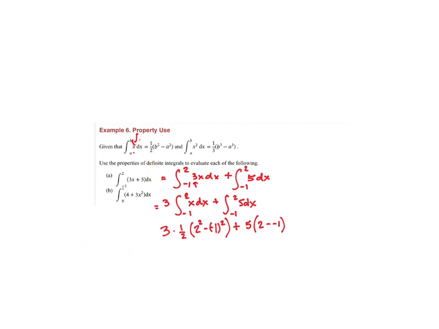Okay, so let's evaluate. We've got a 3 times half, and that half is times 4 minus 1, which is 3. Plus 5 times, what does that come out as, a 3? 2 plus 1 is 3. 5 times 3, so maybe 15 here. 3 times 3 halves is going to be 9 halves plus 15. 15 plus 4.5. 19 and a half.